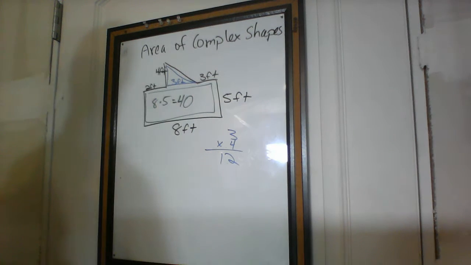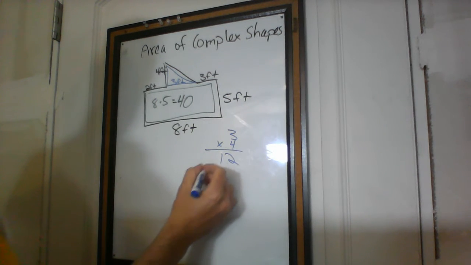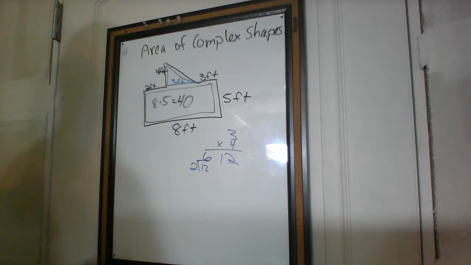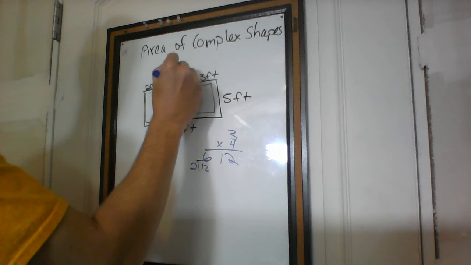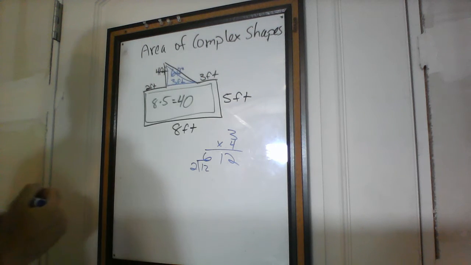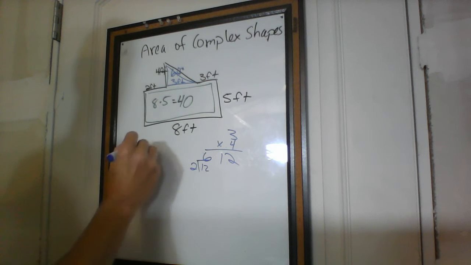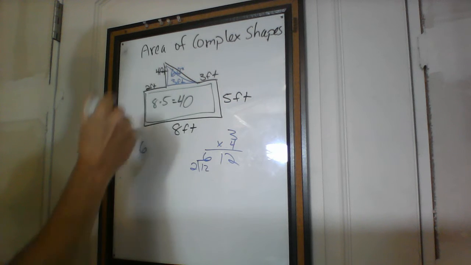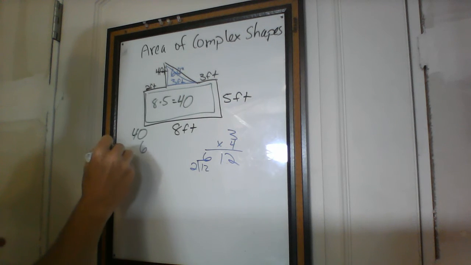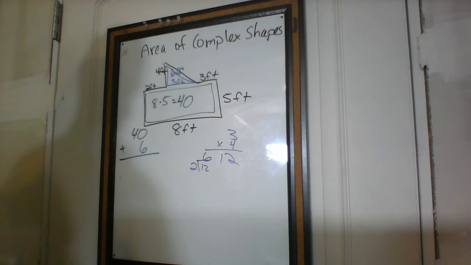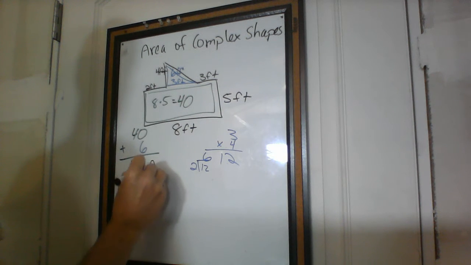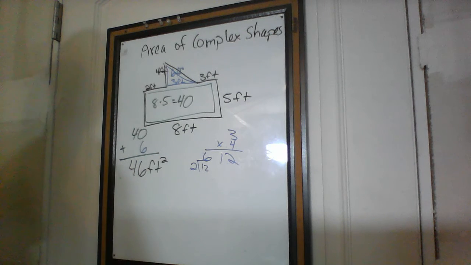3 times 4, 12. And then we're going to divide that by 2. So 12 divided by 2, we should be able to do that one in our head, is 6. Okay, so there's our 6 feet squared, there's our 40 feet squared. We're going to take those numbers and add them together. So we're going to have 6 and 40, add those together, and you get the magical answer of that complex shape of 46 feet squared.